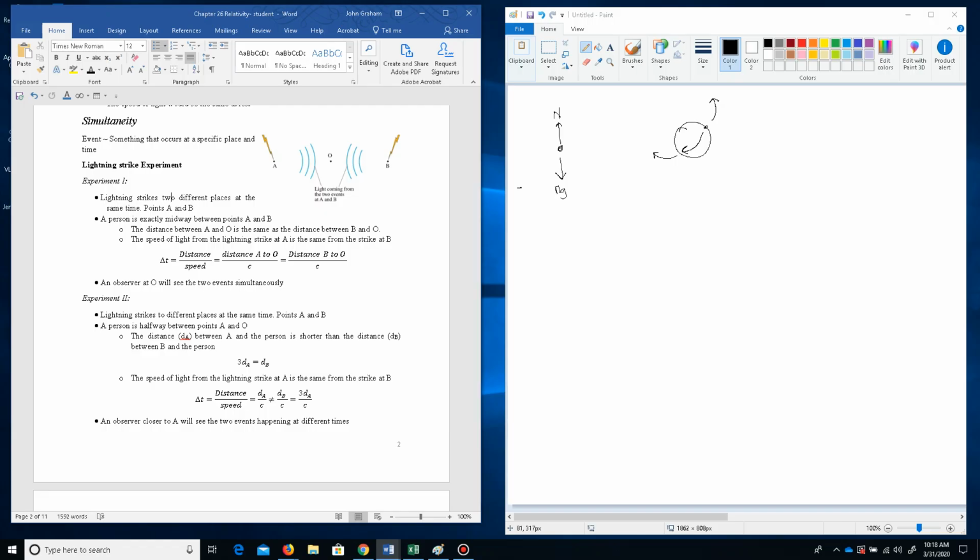Okay, remember, time, well, I'll write it this way. Velocity is distance over time. So time is distance over velocity, which I have here. The distance A to O over the speed c is equal to the distance B to O over the speed c. So this means that the time is going to be equal on both of these. So this person here at O is going to see A happen and B happen at the same time.